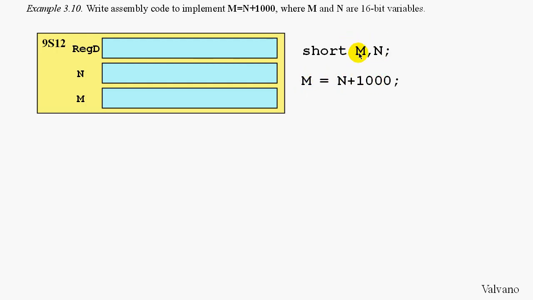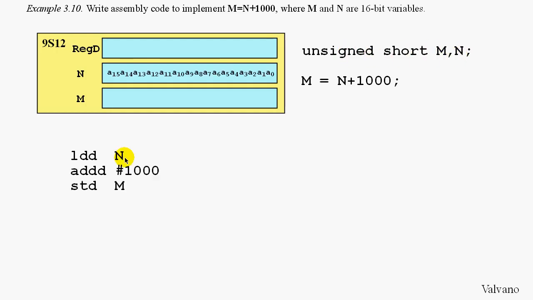In this example, m and n are 16-bit variables. If we define the variables with a short in C, these will become signed 16-bit variables. However, if we add the unsigned specification to the definition of m and n, then m and n are 16-bit unsigned variables. The assembly language solution will be a three-step process. We'll first bring the value n into a register, we'll perform the addition, and thirdly, we'll store the result back into a variable.